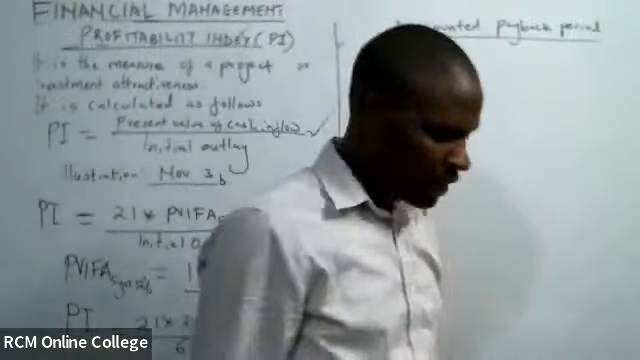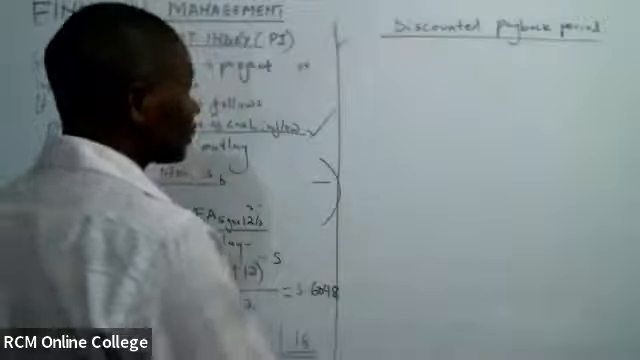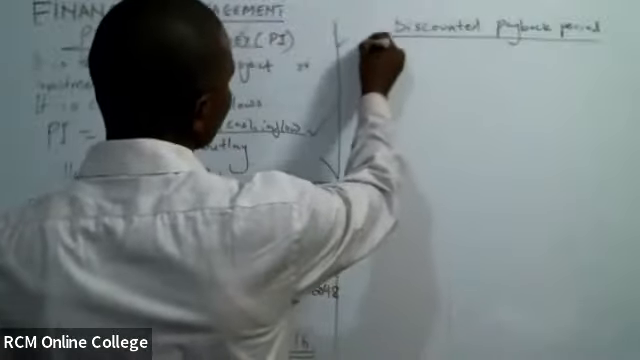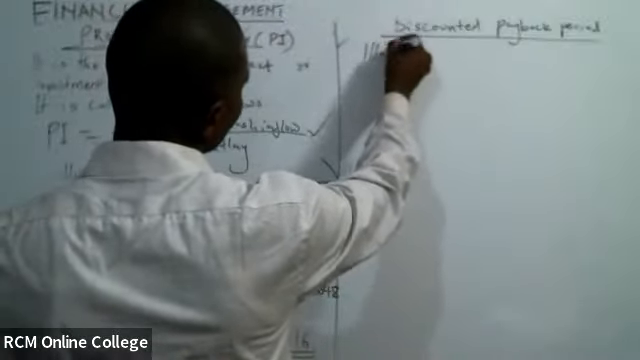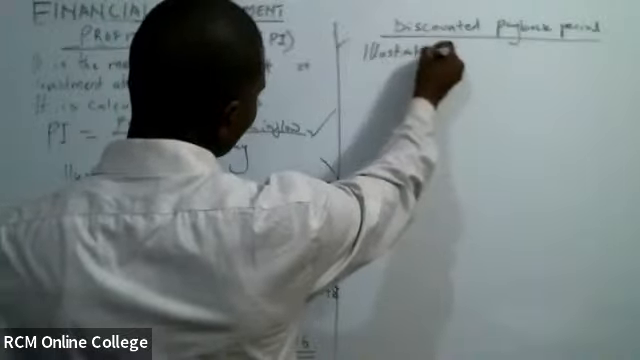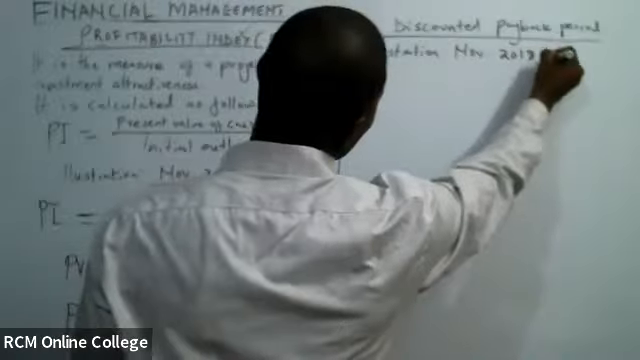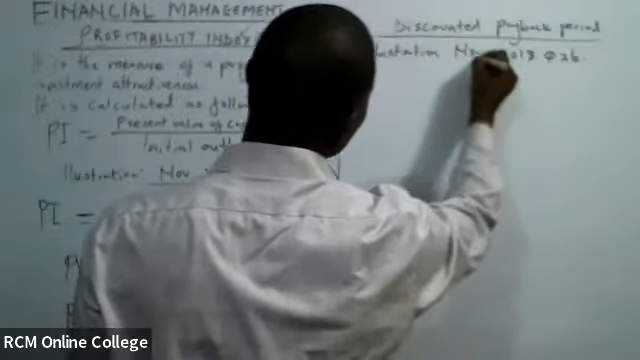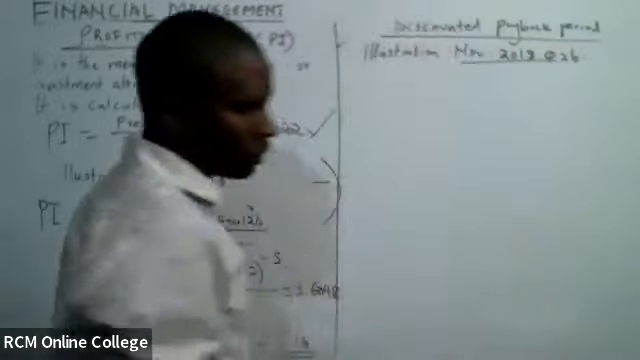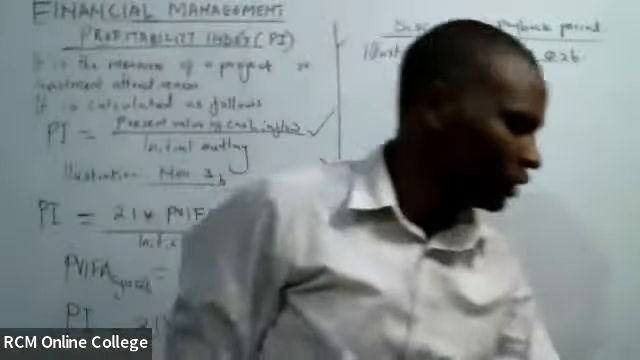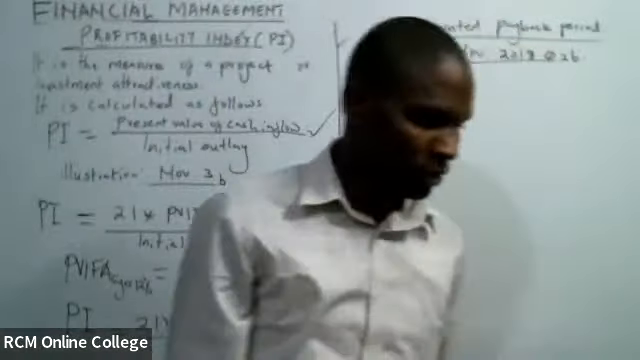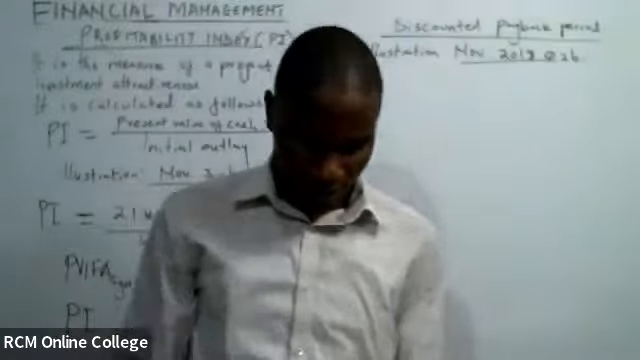So you can look at November 2018, question 2 boy. Illustration. November 2018, question number 2 boy. So we look at that question together. Tuiangalie pamoja.